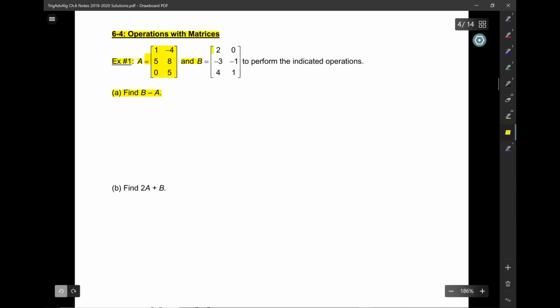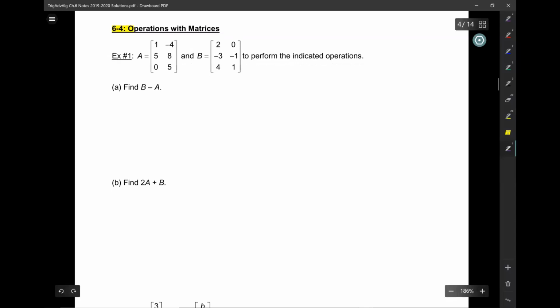This continues right where we left off last time. So we're going to talk more about operations with matrices. All right, so just to recap, here I have a matrix A and here I have a matrix B. What are the dimensions of these? Well, I have a 3 by 2 and another 3 by 2, which means I can add and subtract them.